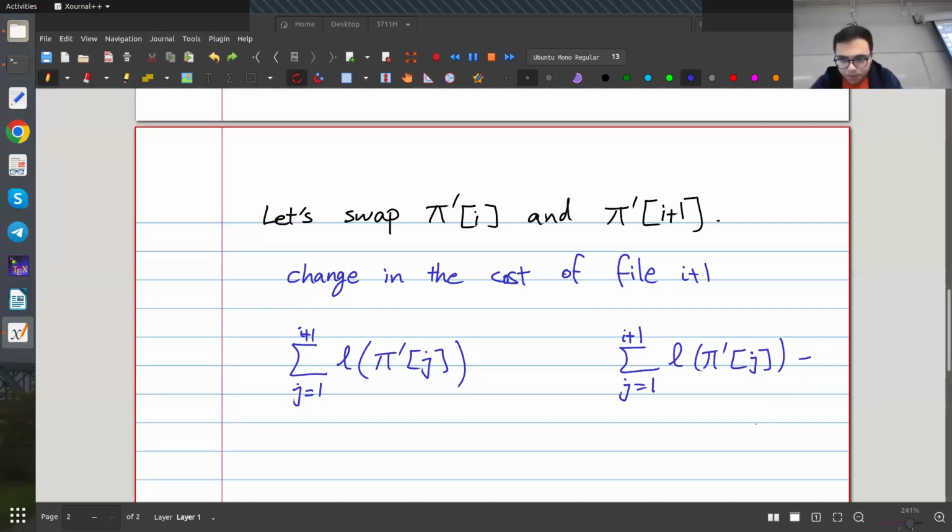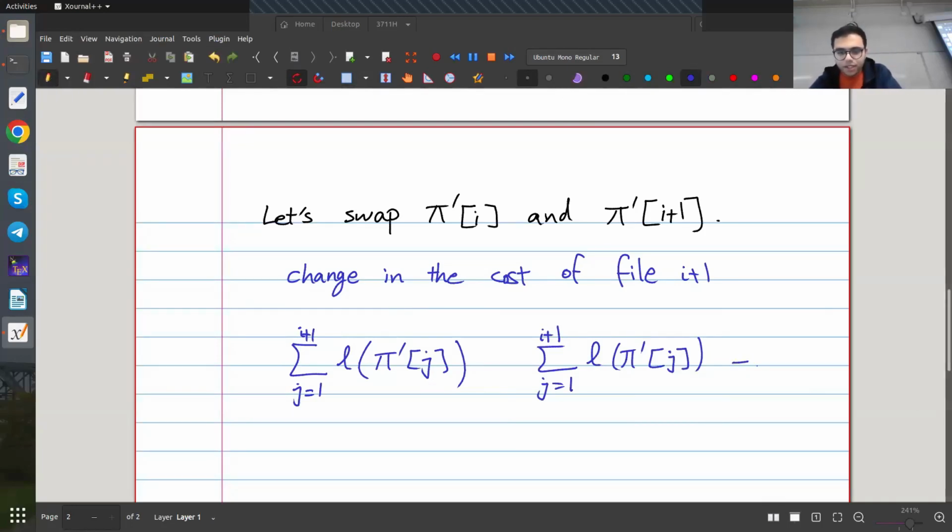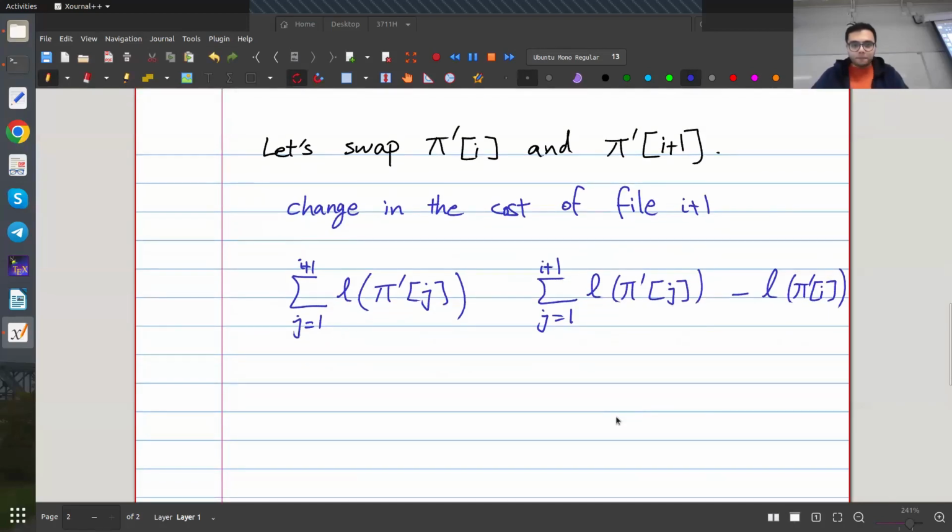So minus, oops, I don't have enough space to write it. Let me move it. Okay, so it's the previous cost that I had minus the length of file number i, right? Because file number i was before i+1 before, but now I swapped them. So file number i is now after i+1. Now, what happens to file i? So this is what happened to file i+1.